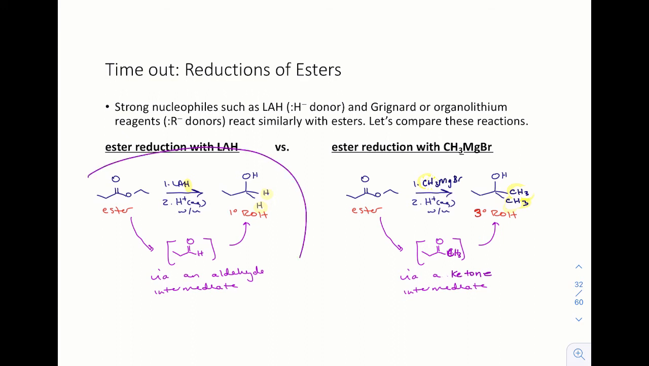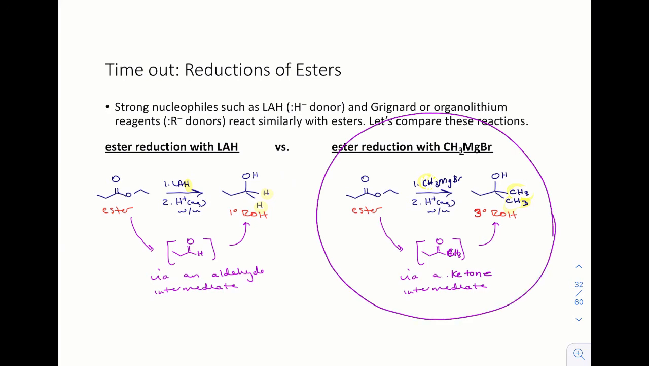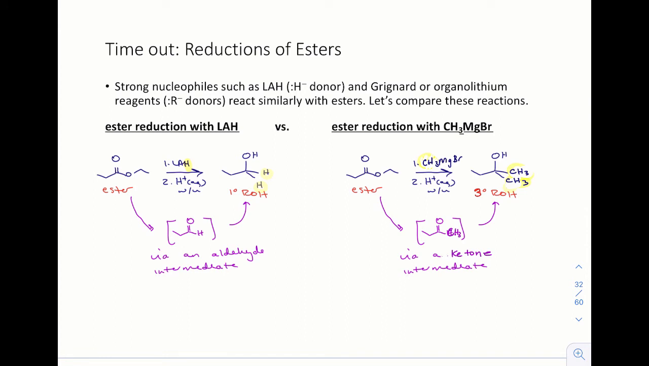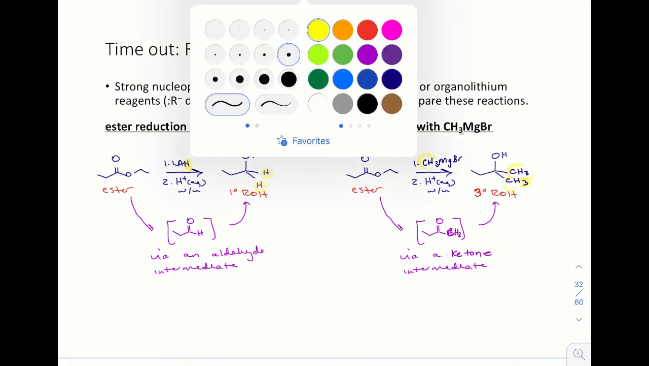In LAH reduction, we saw an aldehyde intermediate, which immediately continued reacting with the hydride donor to form the primary alcohol. With methyl magnesium bromide, we saw a ketone intermediate, which is also more reactive than an ester and continues reacting with methyl magnesium bromide, forming the tertiary alcohol. So ultimately, 2 equivalents of carbanion were added to the carbonyl carbon of the ester.